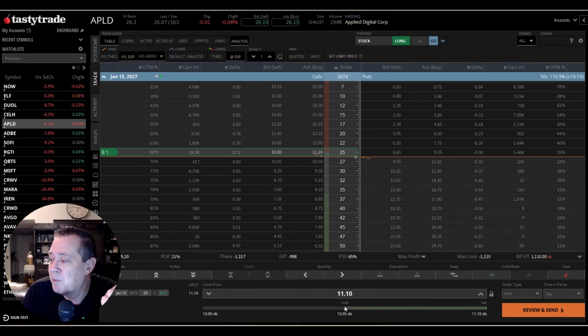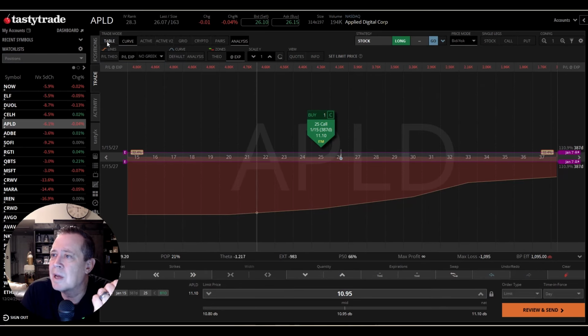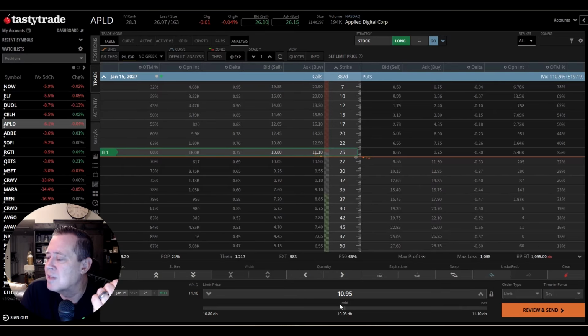And the mid price is $10.95, so just under $11. Now, if we go to the curve mode, you can see, just like owning the stock... I'm sorry, I've got other trades on. I'm not going to be able to show that like I did on the other trade. But $10.95. So just like owning the stock, we're replicating owning 100 shares of stock.